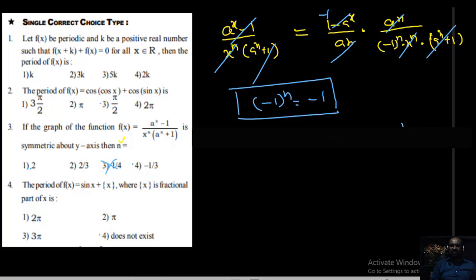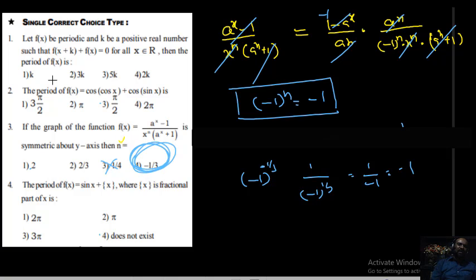I want to check that. Minus 1 power minus 1 by 3 is 1 by (minus 1 power 1 by 3). That is 1 by minus 1, which is minus 1, which is satisfying. So I can say that the favorable n value is minus 1 by 3.